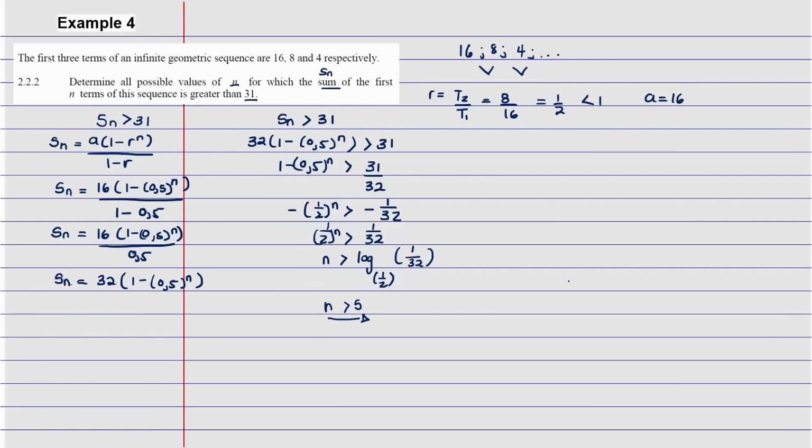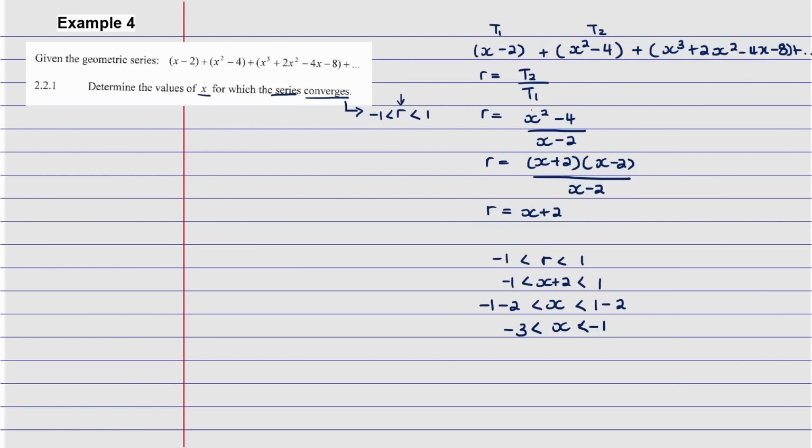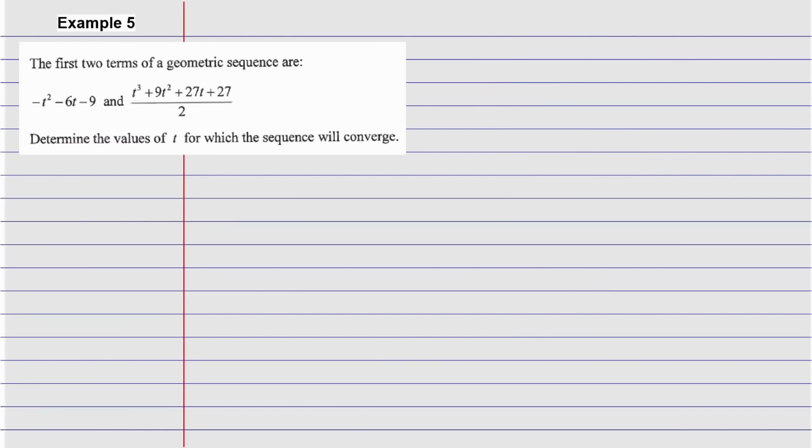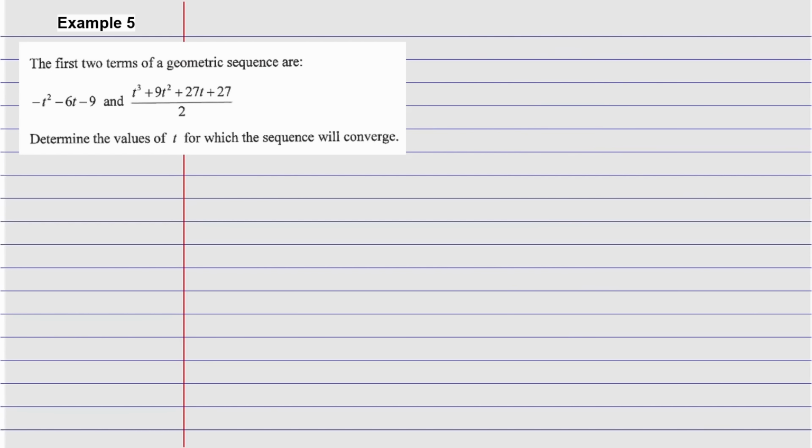And that's how you would solve this question. So now let's do example 5. Example 5 and example 4 is the same thing. The only difference here is that instead of giving us 3 terms, they give us 2 terms. But the method that you're going to use is going to be exactly the same thing.